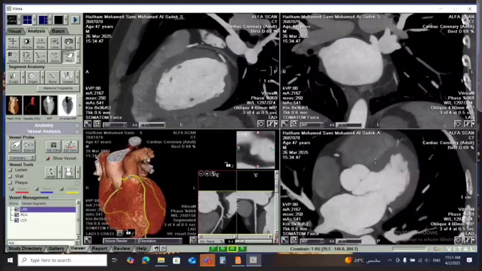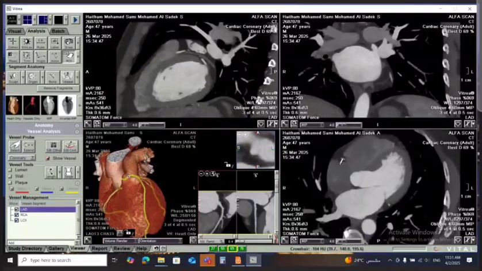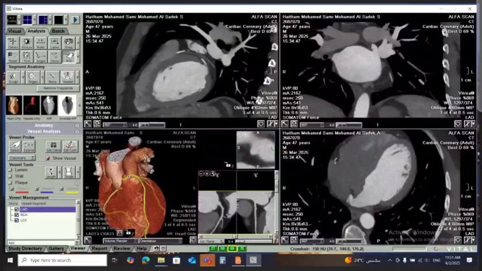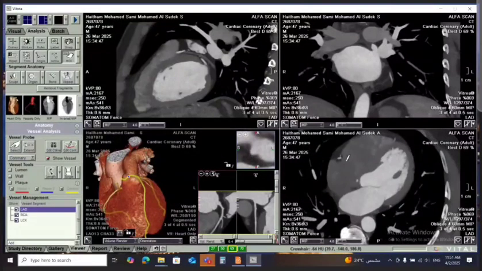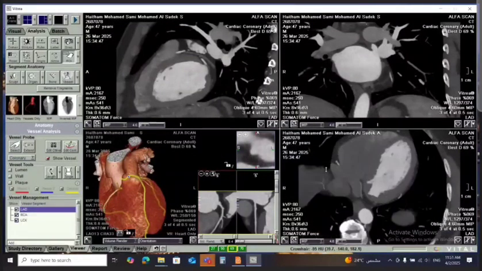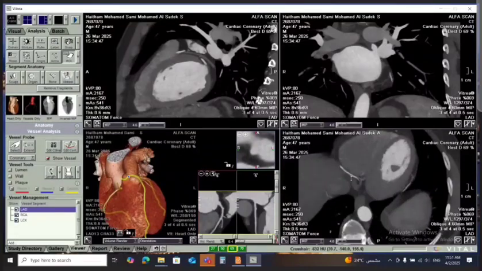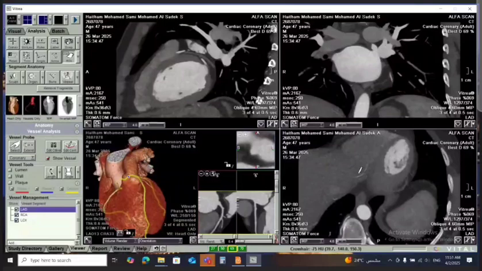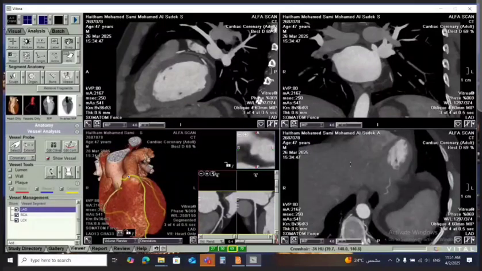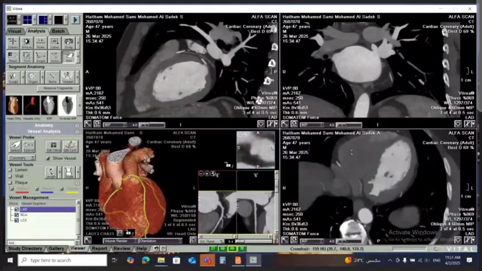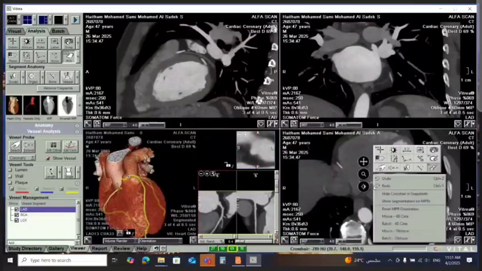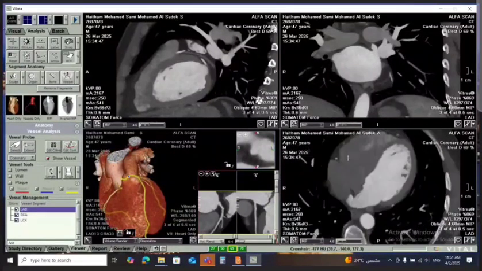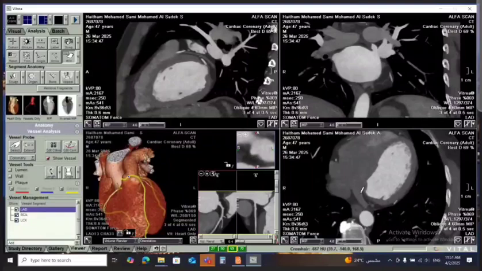The right coronary artery runs at the right AV groove between the right atrium and the right ventricle to reach the inferior surface, supplying right ventricular branches like this, and reaches the inferior surface of the heart, where it ends by supplying a posterior descending artery, which is this, and posterolateral branches, which are the continuation of the right coronary artery. This is the right coronary sinus, and this is the end of the inferior vena cava.